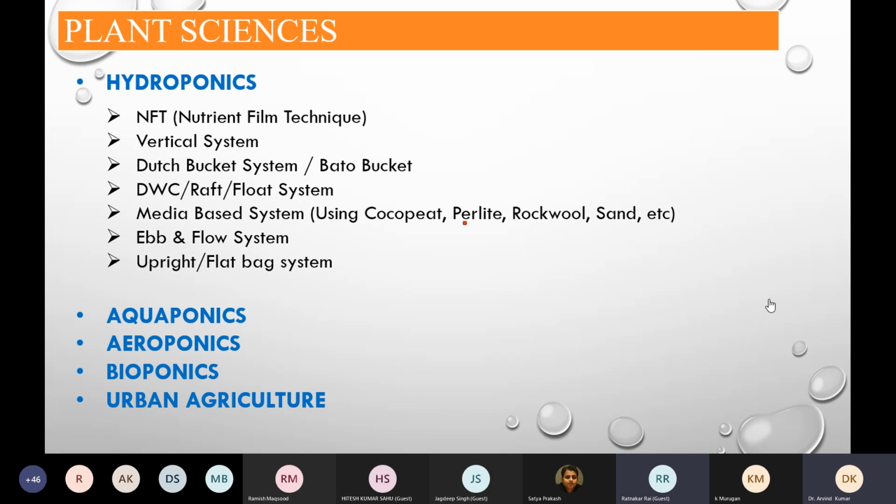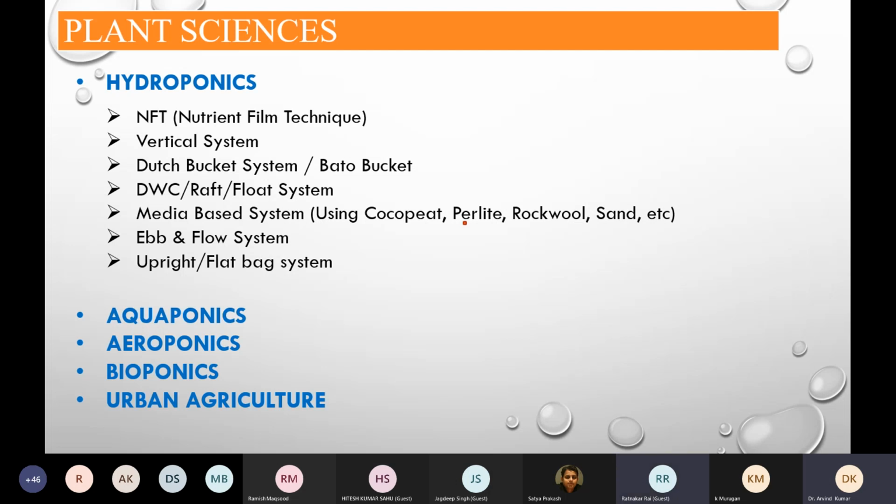You could modify the system to an upright bag system, which is a little less expensive, and you can learn there and then graduate to Dutch bucket. So the next system is a deep water culture. Great system, but you should use this for monoculture, one type of crop.